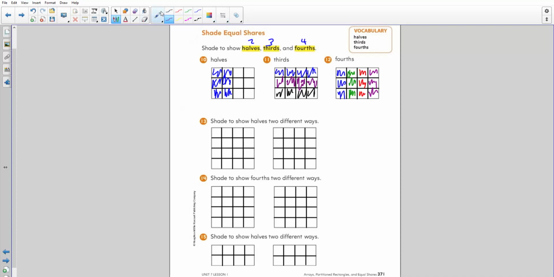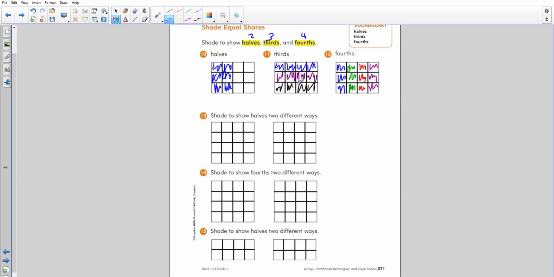So, what I'd like you to do now is take what we've learned and try to do some with little differences. Next part, I want you to shade to show halves 2 different ways. Whatever you choose, I want you to choose one color to use for shading half on this one. I'm going to go with red. Let's see. If I do this, is that half? Well, let's see. I got one part here that's not shaded red and one part that is. Are they equal shares? You're right, they're not.